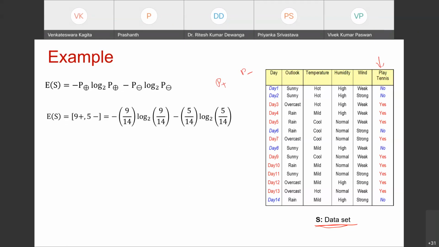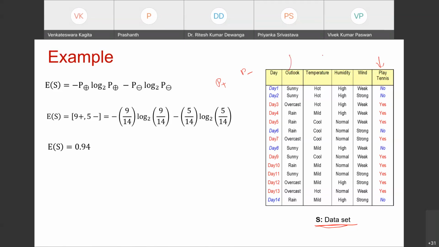You would get the entropy as minus 9 by 14 log 9 by 14 minus 5 by 14 log 5 by 14. So this is equivalent to 0.94, which is the entropy of S, which means the impurity in the data set. Right. Now try to split based on the individual features.